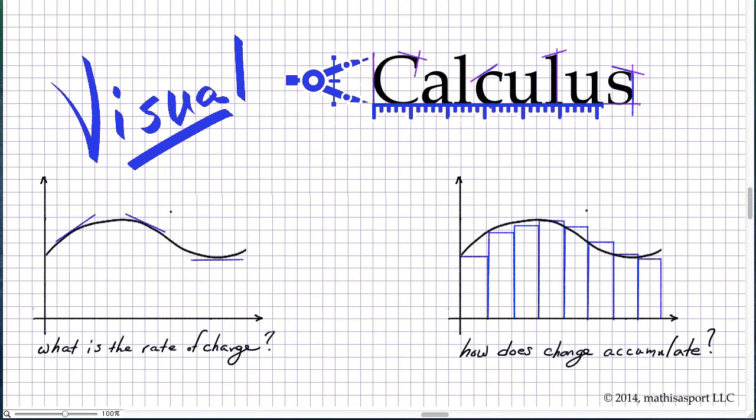One, what is the rate of change of a function? And that's represented by these blue tangent lines. And two, how does that change accumulate? And that's represented here by these blue rectangles, about which we'll have quite a bit more to say shortly. These represent the two principal branches of calculus, differential calculus and integral calculus.